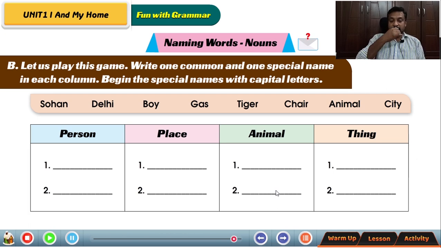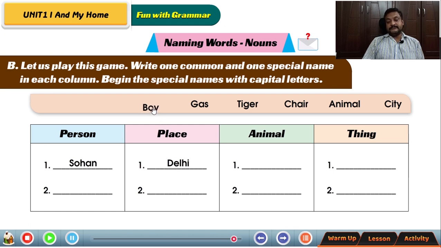Okay. So first is Sohan. Sohan is the name of a person. It is a particular person, isn't it? So that is a proper noun. Delhi is the name of a particular city, so it's a special name, it's a place. Boy is a naming word. It can be used for anybody. It's a commonly used word, isn't it? City is another such word for a place. It can be any city, so that is a common word, right?